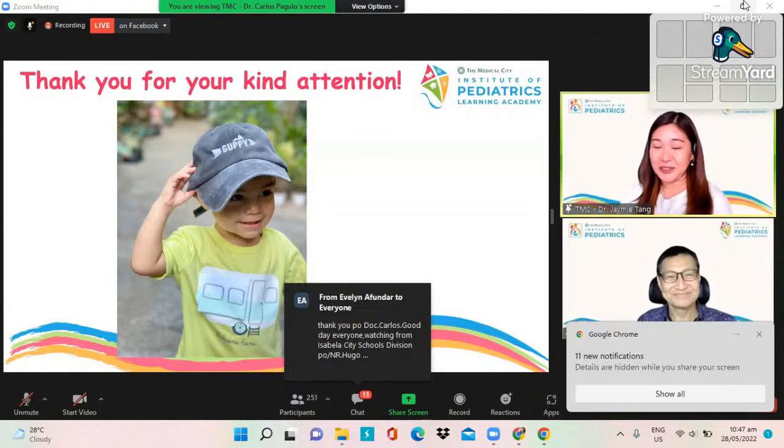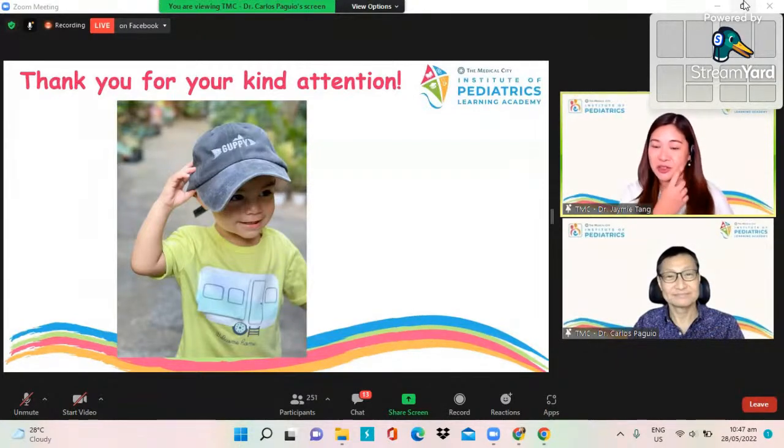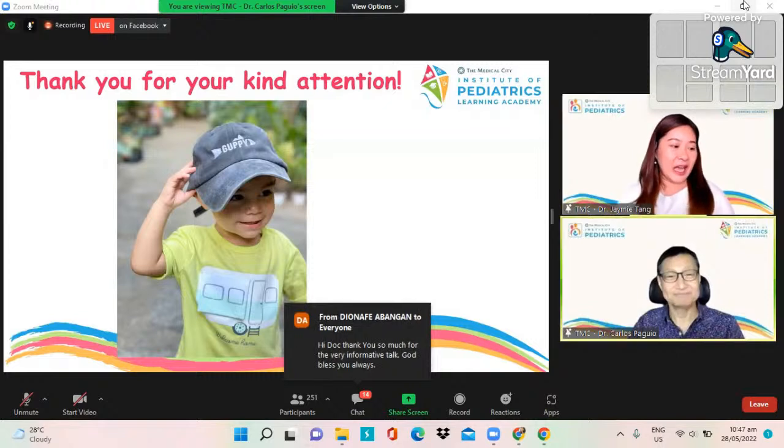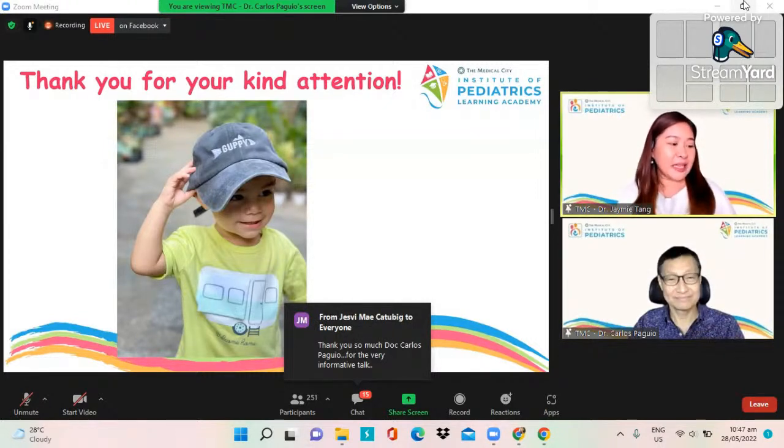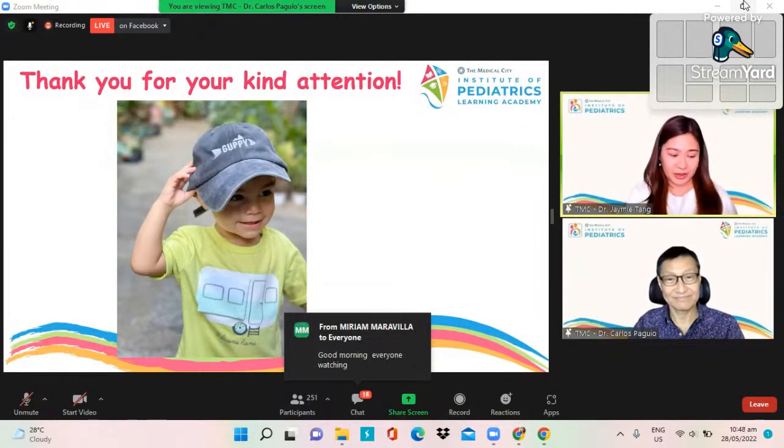Simulan ko na po. Yung first question, balikan ko po kanina. Tinanong to dun sa umbilicus or yung sa umbilical stump. Ang tanong is ni Miss Socorro, pwede din po ba gumamit ng betadine with lowest percentage in cleaning the umbilical cord?